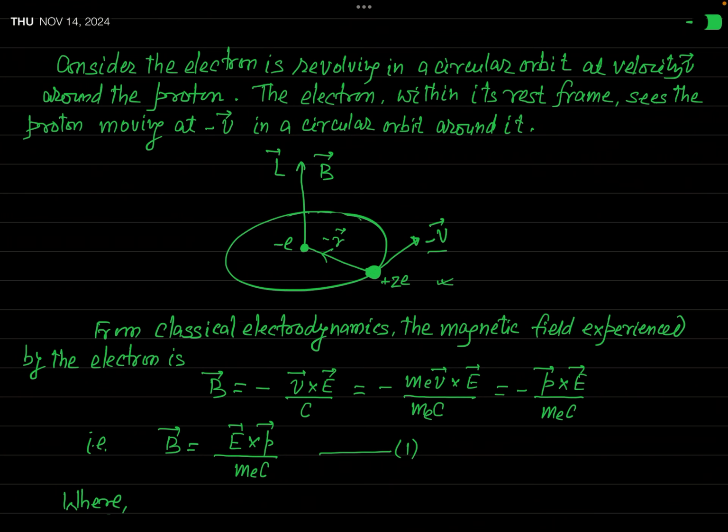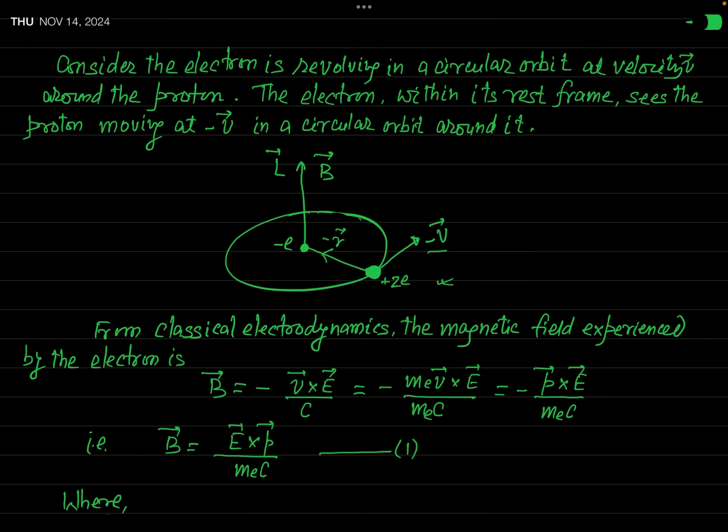And you know, from classical electrodynamics, I have provided so many videos, almost more than 50 videos on classical electrodynamics. You can go through the playlist of EMT and classical electrodynamics of my channel, and there you will find such a concept. So in accordance with classical electrodynamics, the magnetic field experienced by the electron in this condition is given as this.